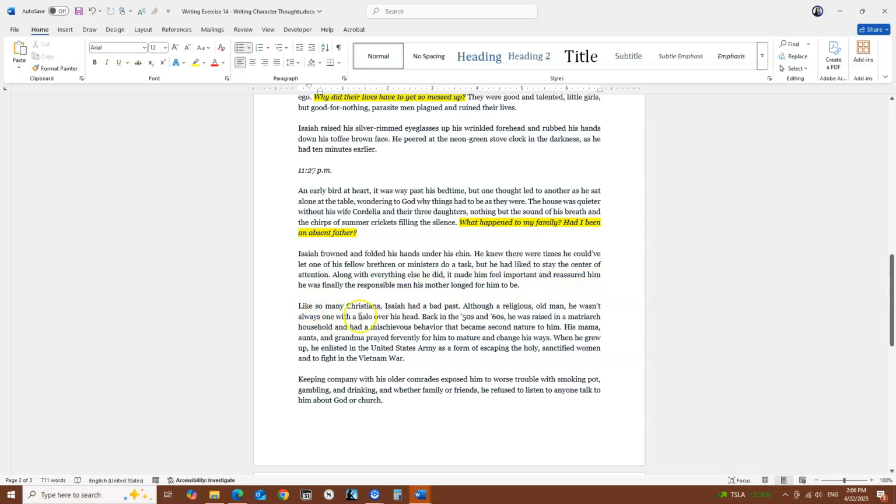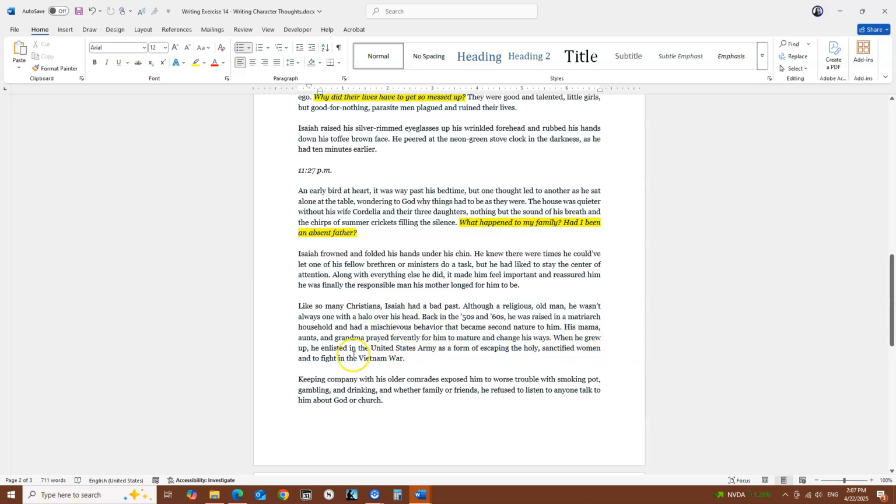Like so many Christians, Isaiah had a bad past. Although a religious old man, he wasn't always one with a halo over his head. Back in the 50s and 60s, he was raised in a matriarchal household and had a mischievous behavior that became second nature to him. His mama, aunts, and grandma prayed fervently for him to mature and change his ways.